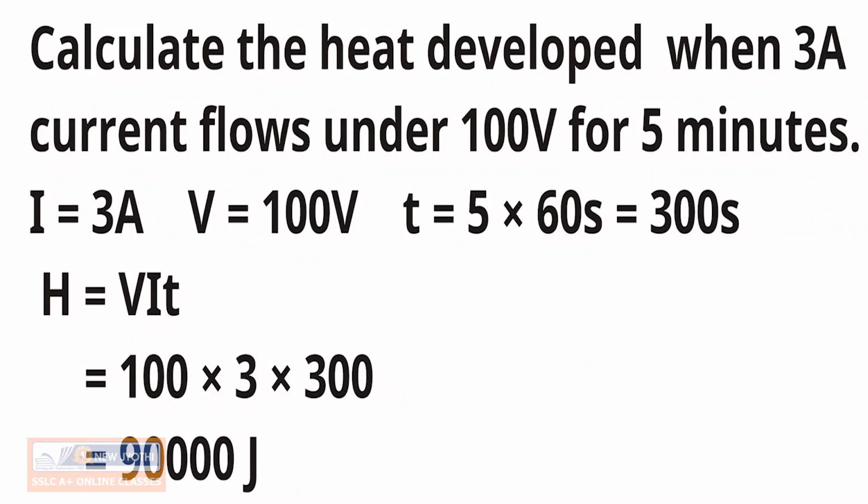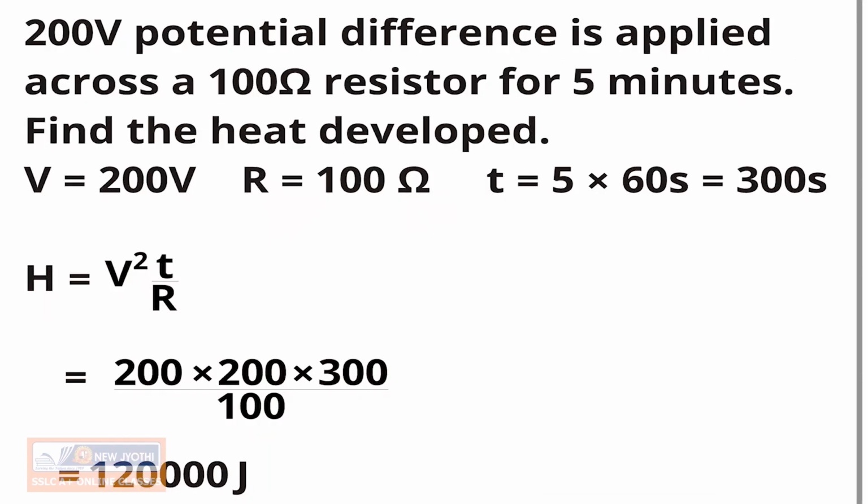Here I is given, V is given, and T is given. So we can use the equation H equals VIT. Substituting the values, 100 into 3 into 300, which equals 90,000 joule. 200 volt potential difference is applied across a 100 ohm resistor for 5 minutes. Find the heat developed.